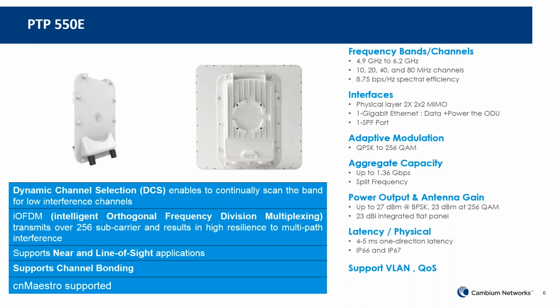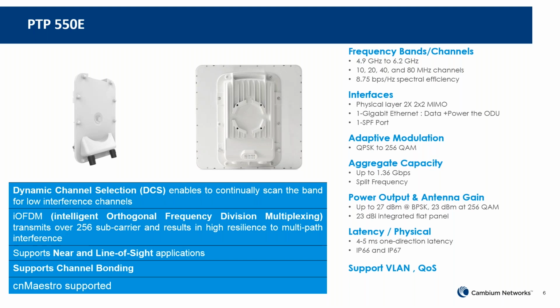It has a split frequency approach, which means because the 550 has two radios built in, you can have different frequencies operating at the same time. The output power is 27 dBm at BPSK, so it provides a wide range. The antenna gain is 23 dBi. Latency is about 3 to 5 milliseconds in one direction, and it's an IP67 housing.